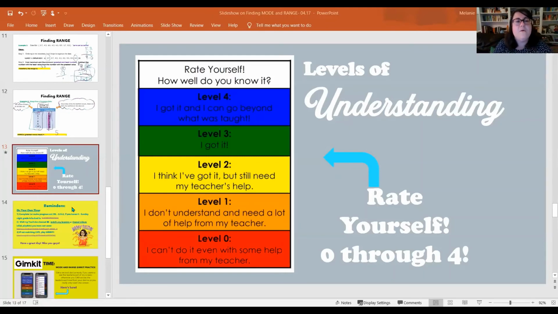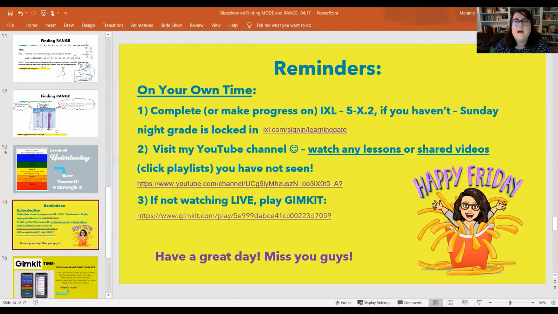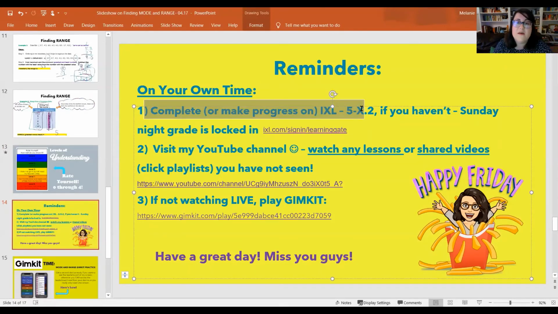All right, so a few reminders before we get to GIMP Kit. I just want to go ahead and remind you what you're expected to do today. You are supposed to be completing, or making progress on, the IXL skill that I assigned the other day. It is a graded assignment, guys, so make sure that you're doing that.